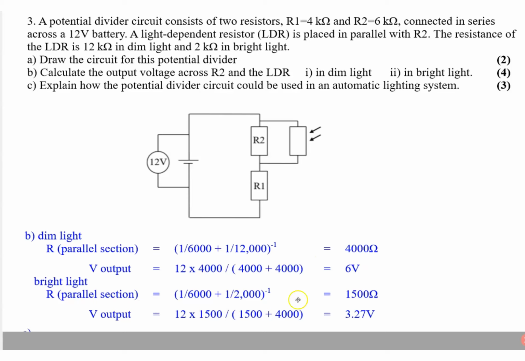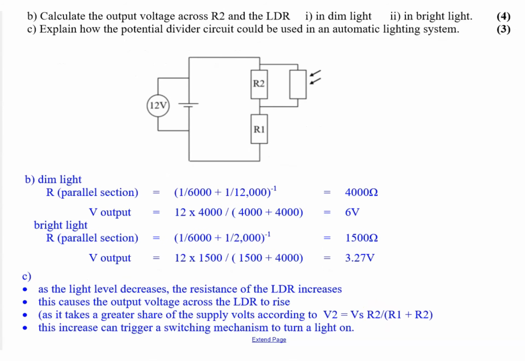In bright light, the R1 doesn't change. The R2 doesn't change, but the resistance of the LDR will change. So again, we can work out the resistance of the parallel section is 1500, and then we can find the voltage across that parallel section, and it will change because the resistance of the LDR has changed. And part C is a recap of what we've mentioned previously.